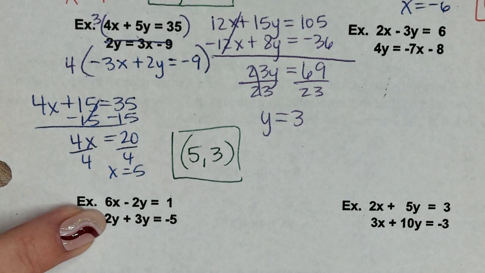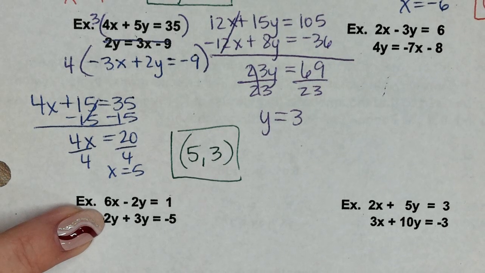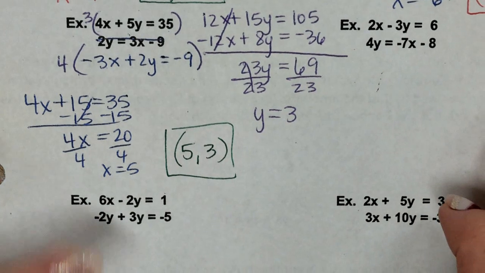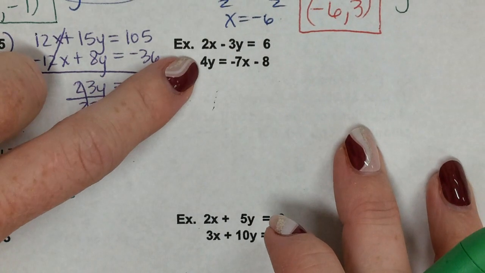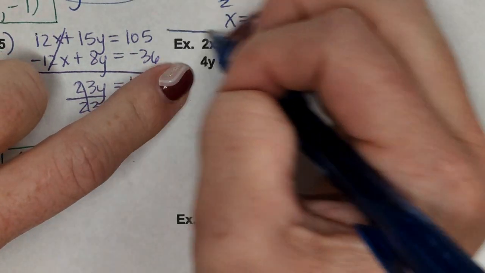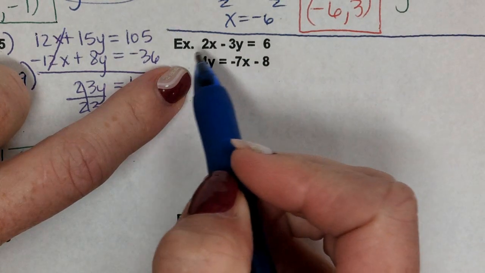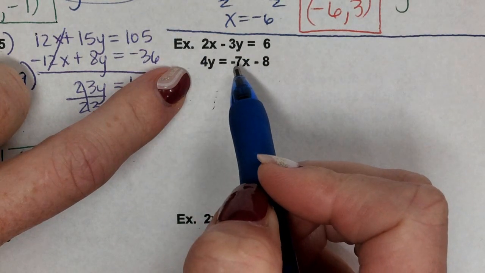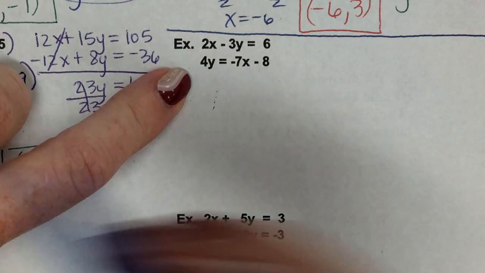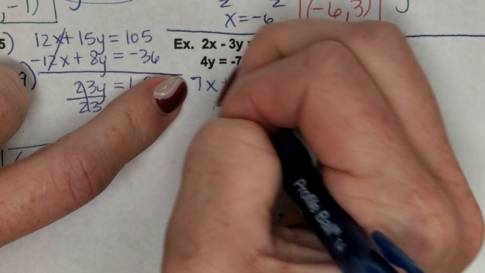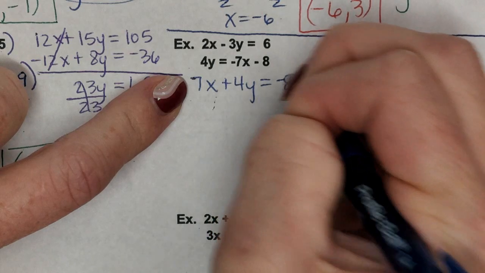Y'all get 5, 3? Yes. Are y'all feeling okay about these? Okay, let's go to the next one. What is the first thing that I'm going to need to do on this one? Rearrange this bottom one. So I'm going to need to bring the negative 7x to the left by adding. So I'm going to have 7x plus 4y equals negative 8.